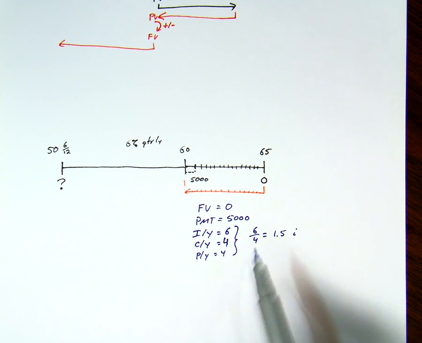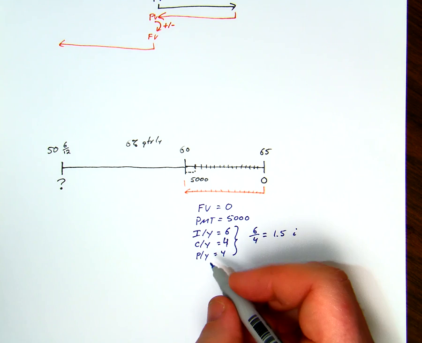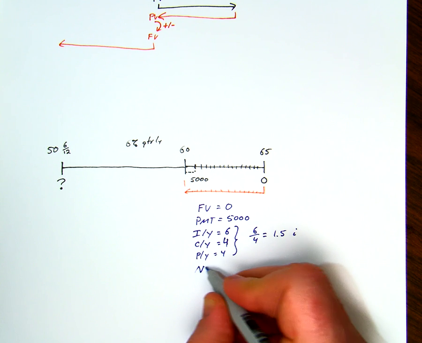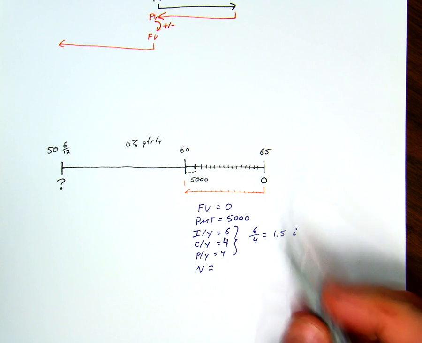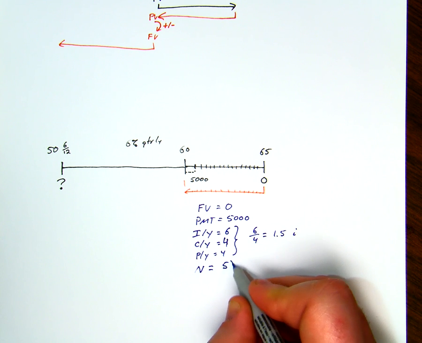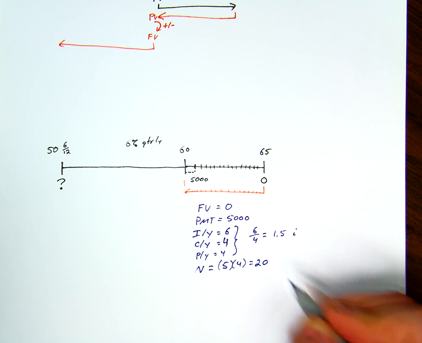So we can use either the method of 6, 4, and 4 or 1.5 as an I, but either way, now we're going to say, well, how long was that? Well, from 60 to 65, this is 5 years at 4 times a year, so there's going to be 20 payments.